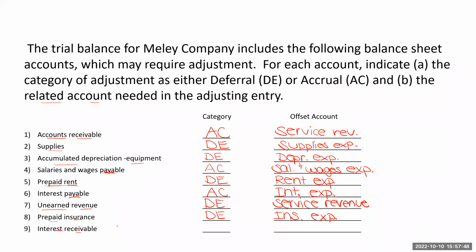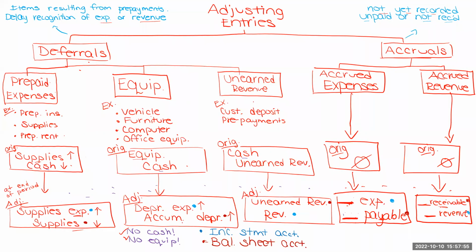Interest receivable. Receivables, just like accounts receivable, only happens on one side, the accrual side. We said we were going to leave it open so you can customize it. So interest receivable and interest revenue.